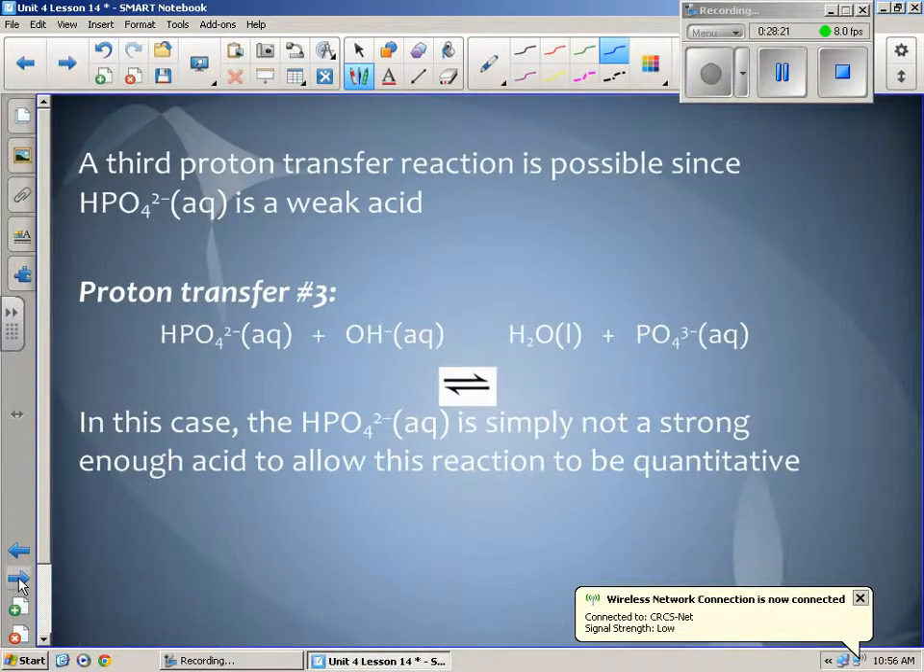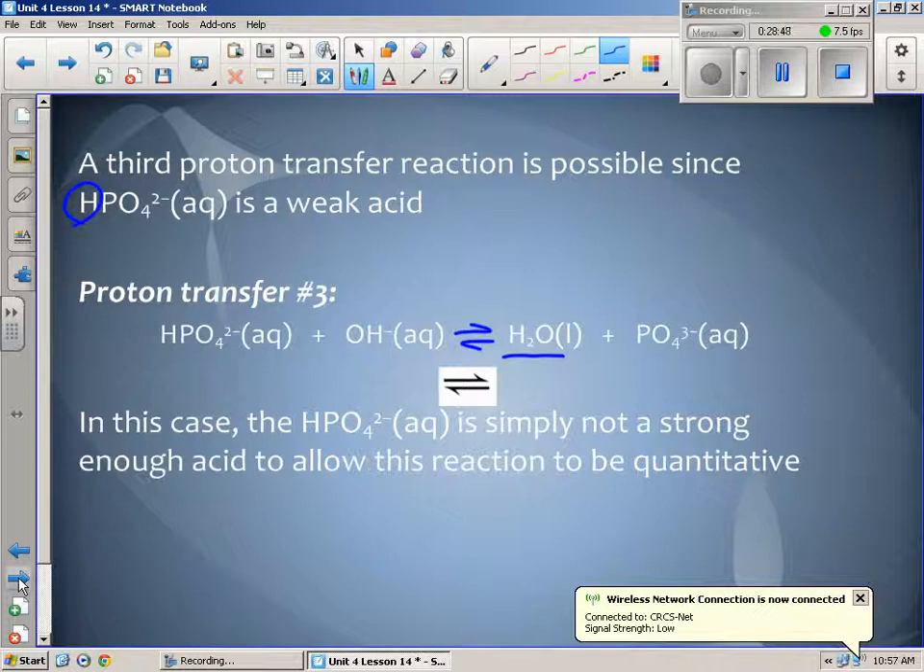But basically that's what they talk about here. A third proton transfer reaction is possible since HPO4 2 minus is a weak acid. There's an H plus right there that it could donate. So this is what that reaction would look like: HPO4 2 minus plus hydroxide gives you water and PO4 3 minus. I should have had the double arrow there. What you see is double arrows in this case. That is not a quantitative reaction. How do you know that? Because I'm telling you that.